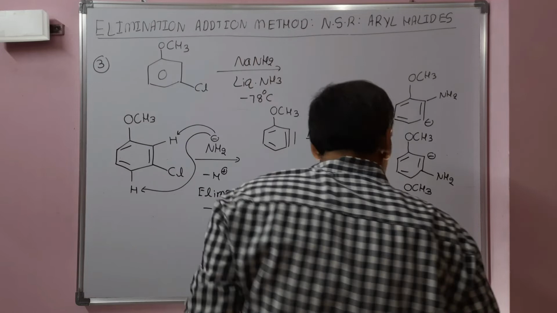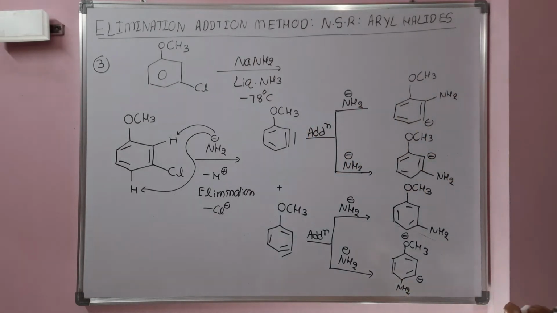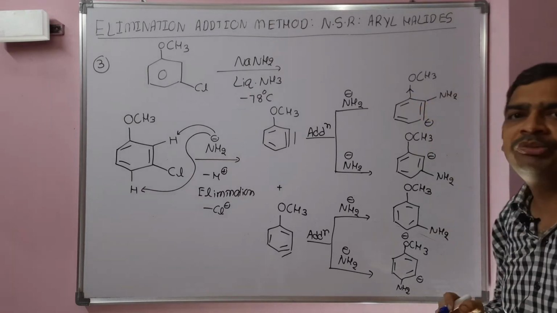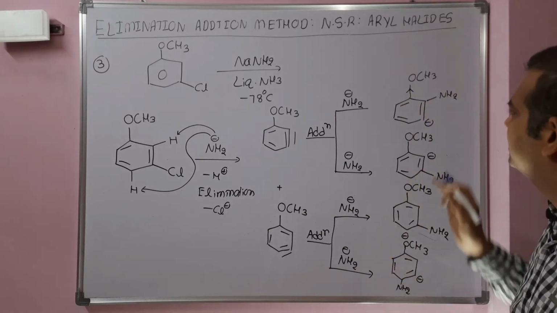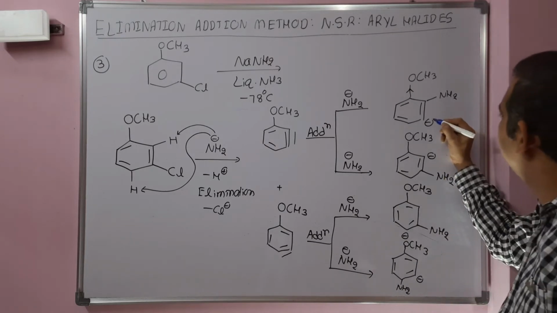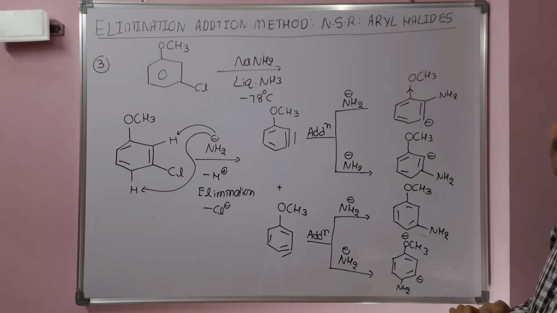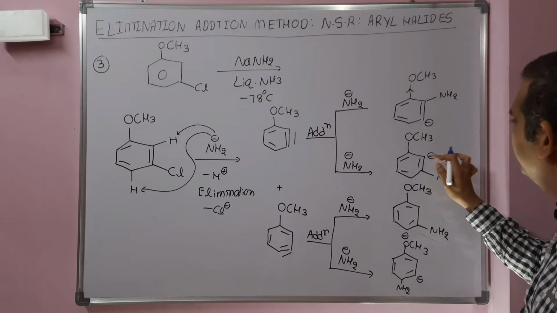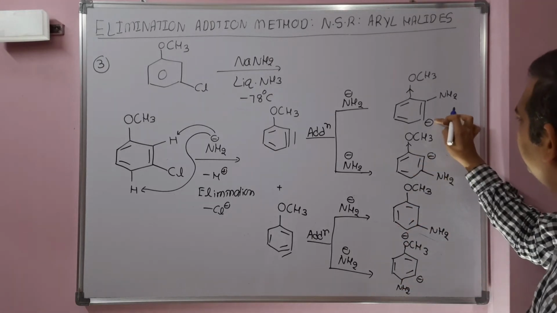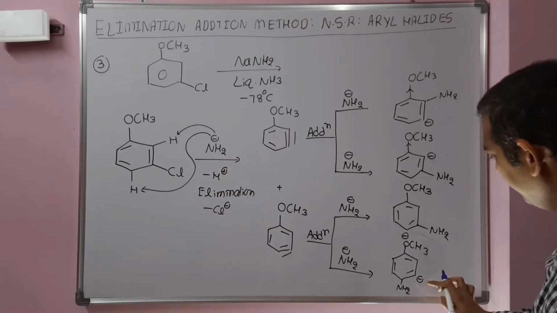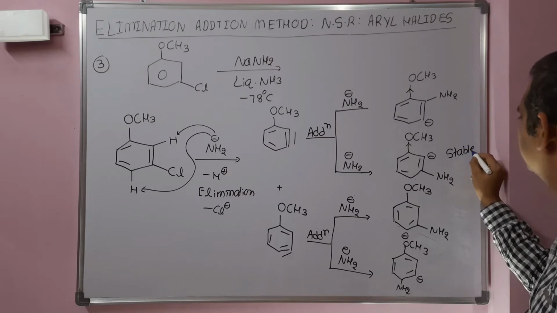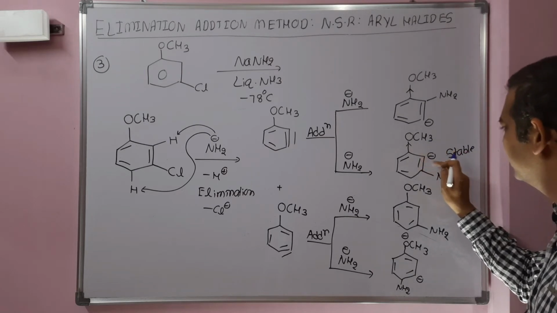Among these four possible products, which is stable? See here, OCH3 is a negative inductive effect group. A negative inductive effect group will stabilize the carbanion, no doubt. So among these four carbanions, which is the more stable carbanion? If you see here, the carbanion and the negative inductive effect group are closer. Among these four, the others are a little far away: meta, para, meta. Among these four, this is the stable carbanion. Why? Because the negative inductive effect group is nearer to the carbanion.